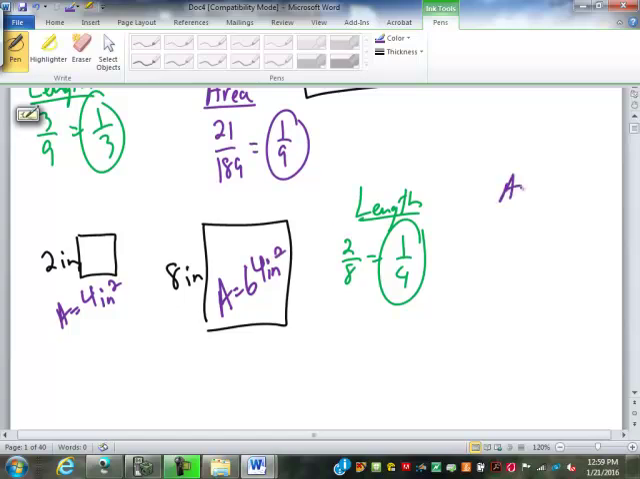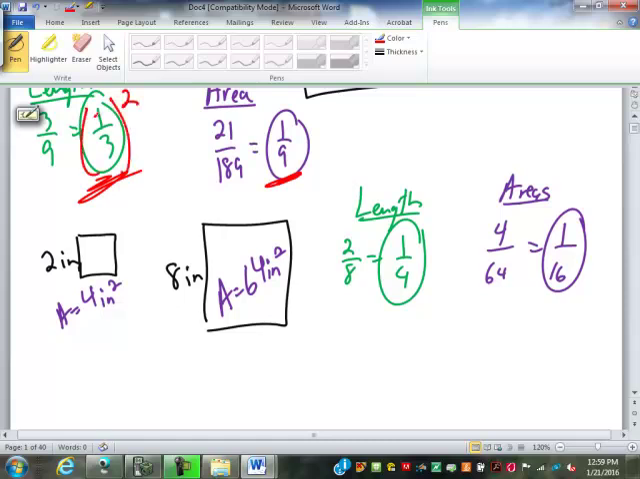64 square inches. My ratio of areas is 4 to 64, or 1 to 16. They're not the same. Do we see a relationship, though, between the ratio of lengths and the ratio of areas? What is it? Yeah, if I square this, 1 squared is 1, 3 squared is 9. I square this, 1 squared is 1, 4 squared is 16. The ratio of areas is the square of the ratio of lengths.